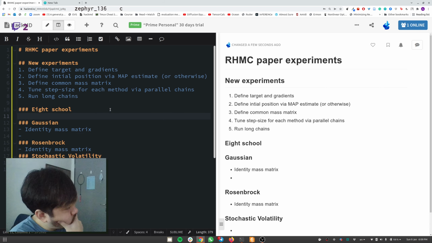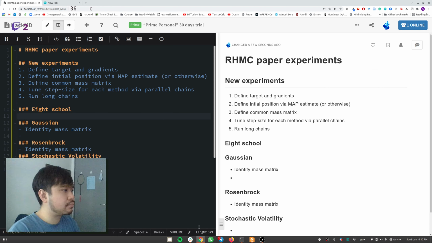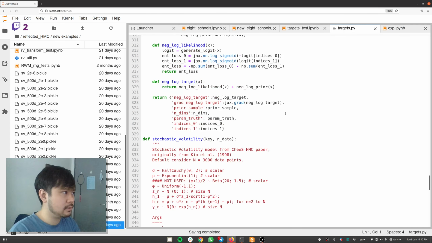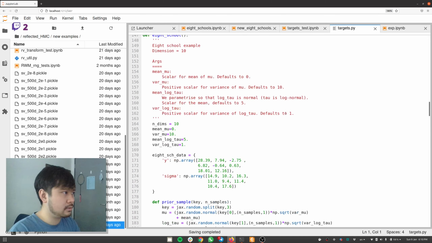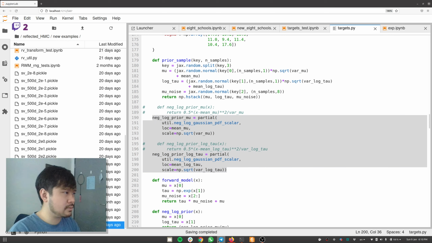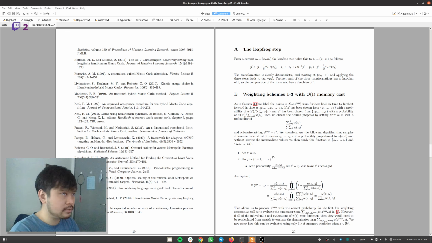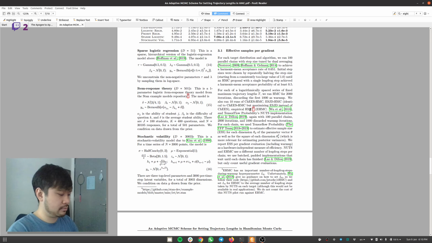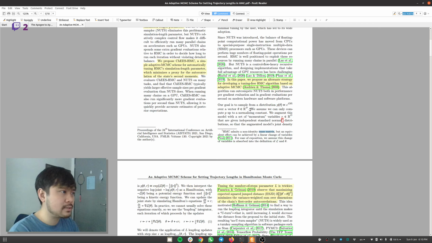So for the 8 school problem, if I look at my targets here, what are my...? Yeah, it's all Gaussian, so I don't think... Did they have 8 school here? They don't have 8 school. Let's go for adaptive MCMC trajectory, and then for this one, let's look at the mass matrix.